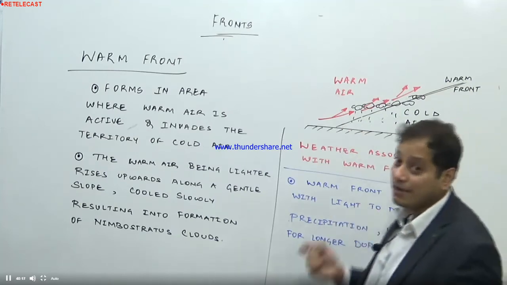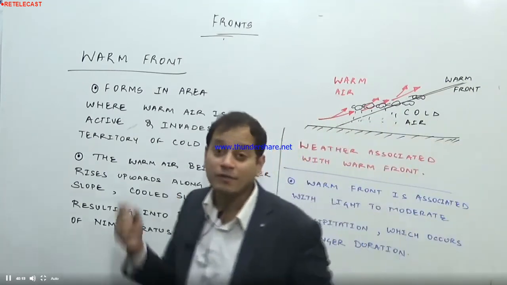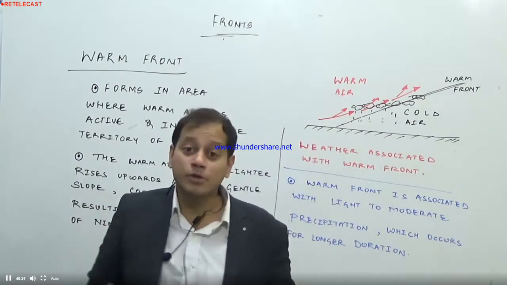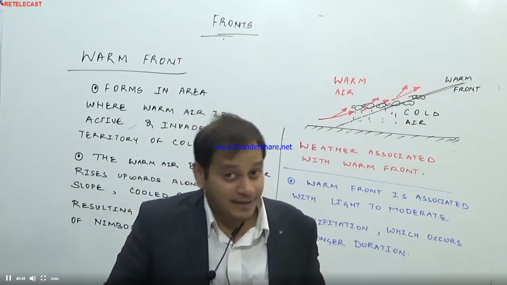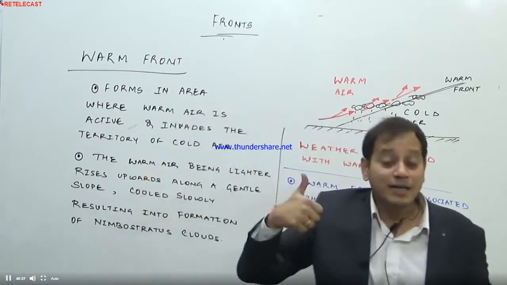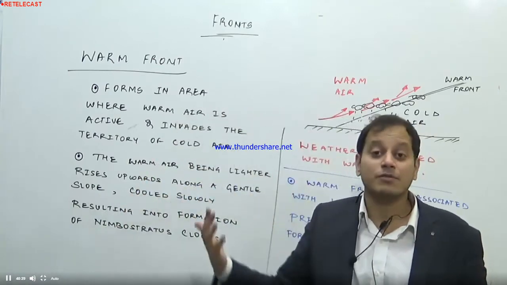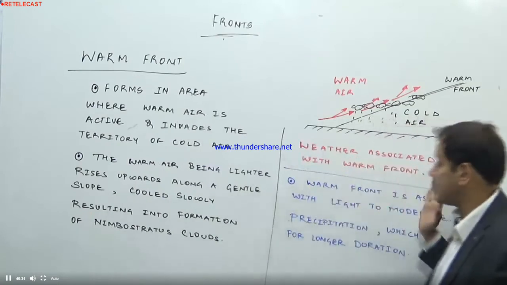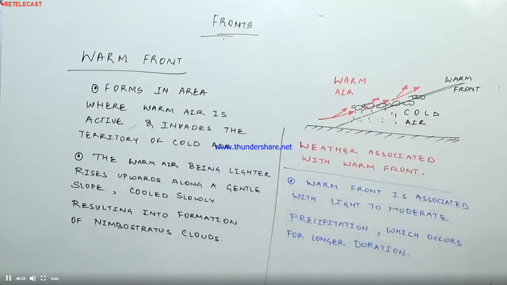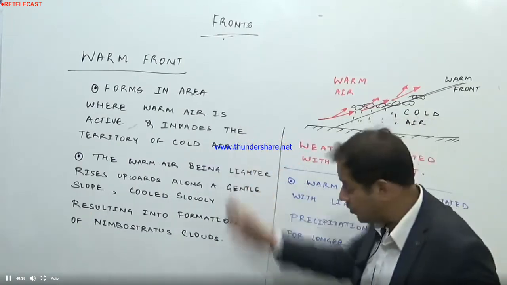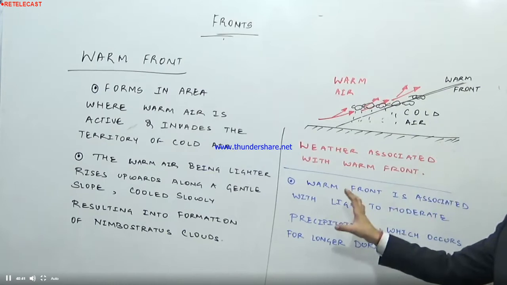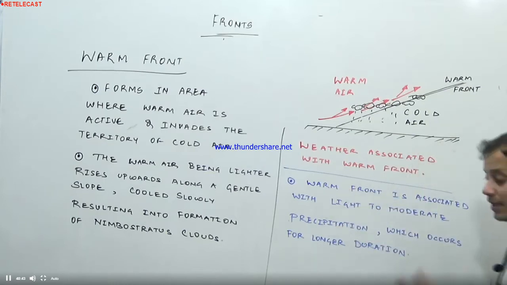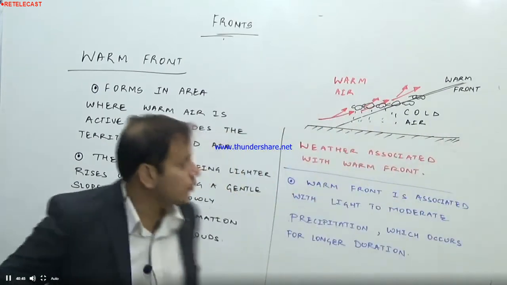What is the kind of rainfall? The rainfall is not with cumulonimbus cloud, but with nimbostratus clouds, and therefore it is moderate or light rainfall without lightning and thunder. So this is the warm front and the warm front precipitation, or the weather associated with the warm front. I hope you are writing down these points, because these are all the points, and this is where both your prelims and mains are covered. Now the next kind of front is the cold front.